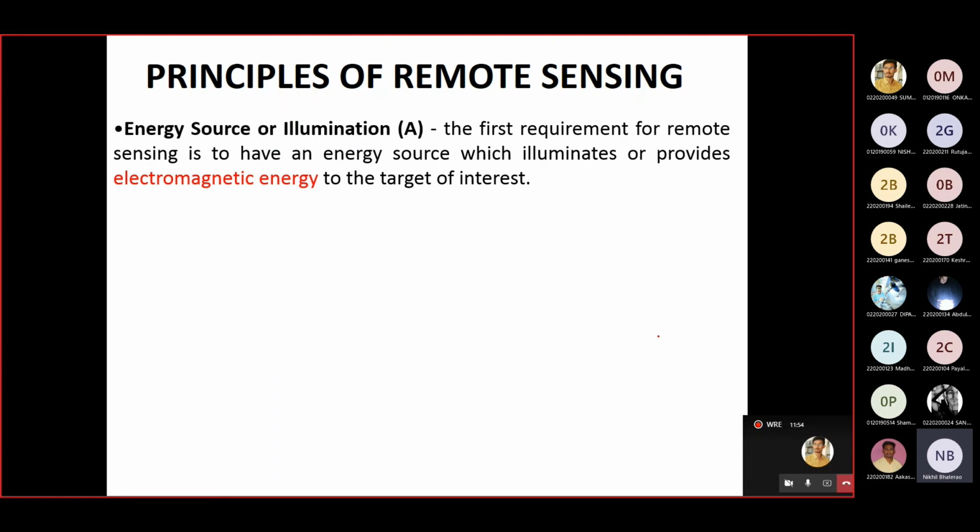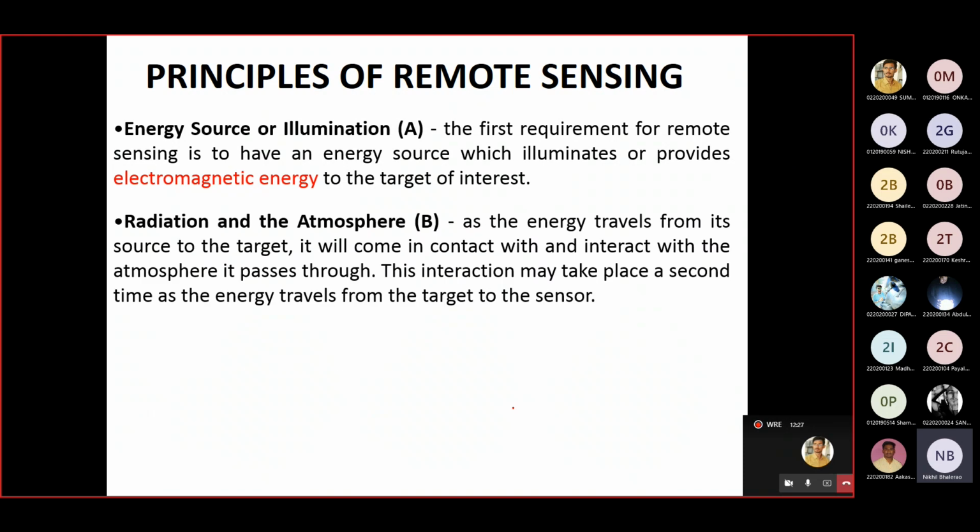First principle is the energy source, or we can say the illumination. So energy, the very first requirement for remote sensing, is to have the energy source which illuminates or provides the electromagnetic energy to the targets of interest. That is nothing but the information available on the earth surface that we should collect back, and that depends completely on the energy source or the illumination.